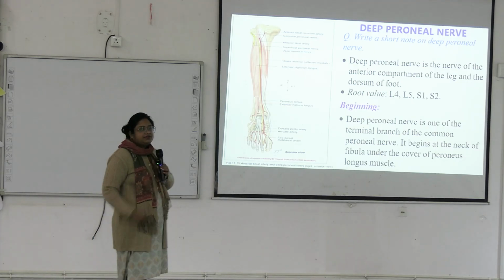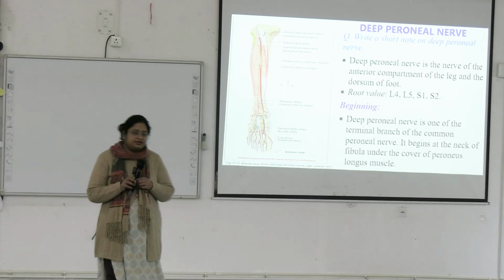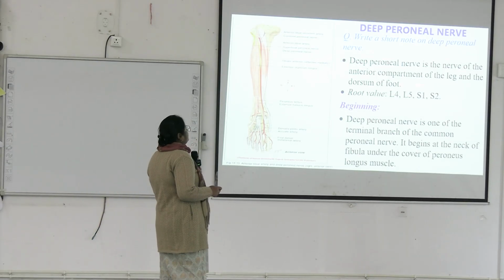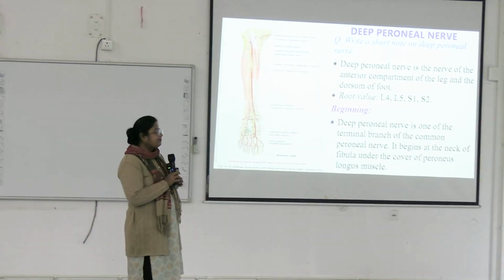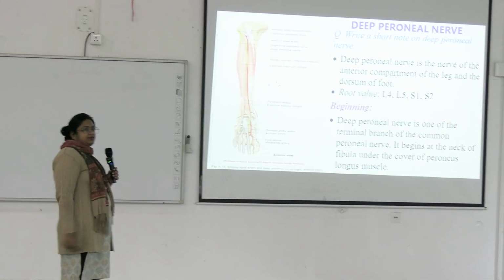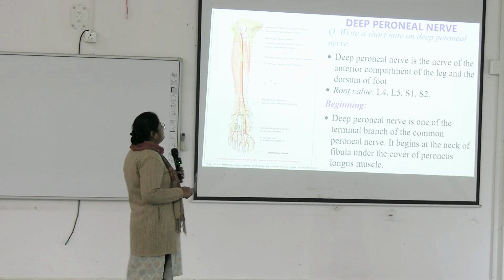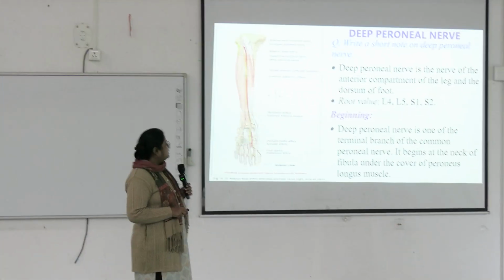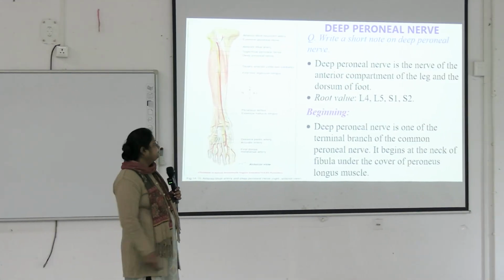Next, we are going to deep peroneal nerve. So, we have completed the superficial peroneal nerve. Deep peroneal nerve is nerve of the anterior compartment of the leg and the dorsum of the foot. It comes in your long question, deep peroneal. And its clinical aspect is very important, foot drop. So, root value is L4, L5, S1, S2. সুপারফিশিয়াল পেরোনিয়াল নার্ভ L5S1 ছিল, এখানে চারটেই আছে। All the components of the common peroneal.